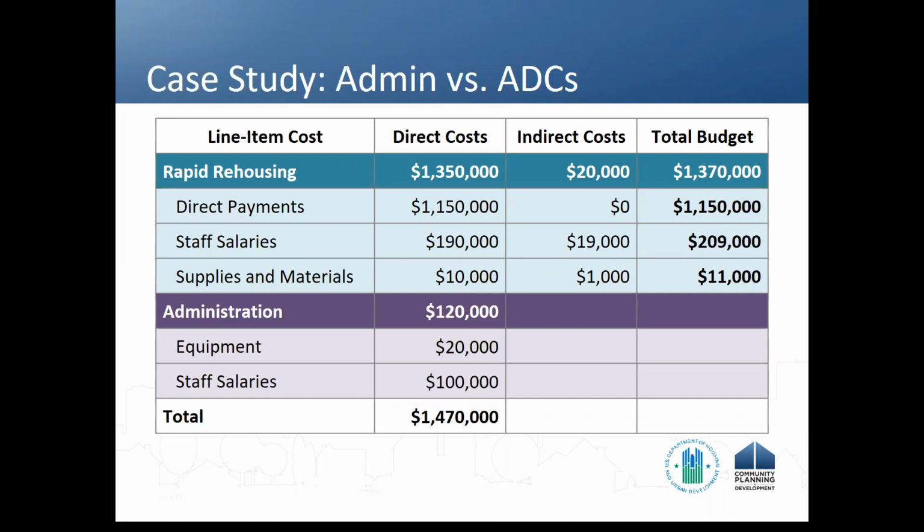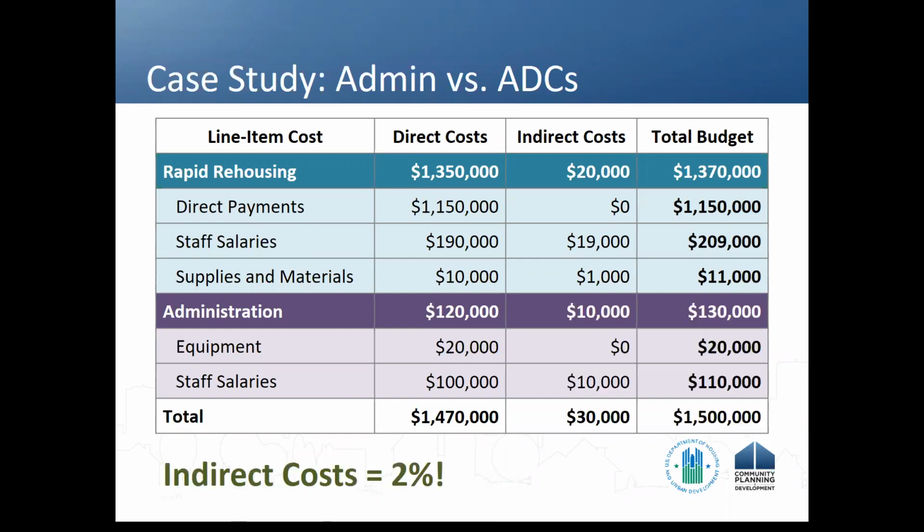Next, we'll look at the administration budget. So the ESG-CV grantee has budgeted $20,000 for new equipment and $100,000 for staff salaries to administer their entire ESG-CV program, as opposed to a particular program like the Rapid Rehousing Program. Again, using the proper application of MTDCs, the 10% de minimis rate can only be applied to staff salaries, but not equipment, resulting in a total budget of $130,000 for administration costs.